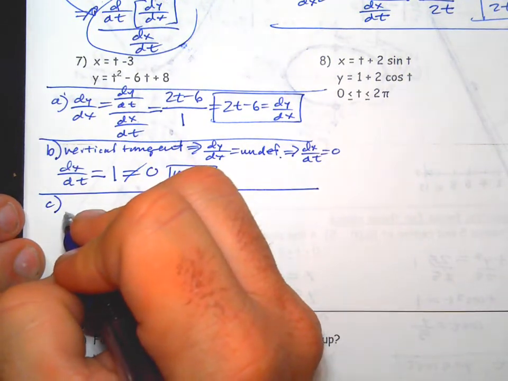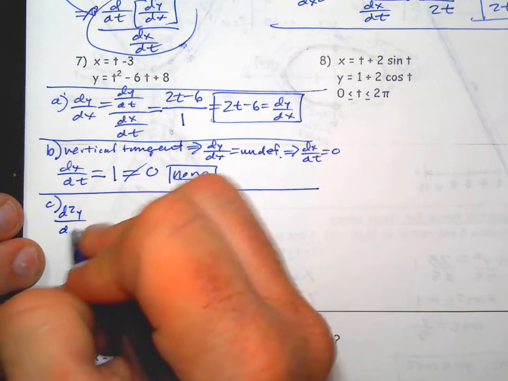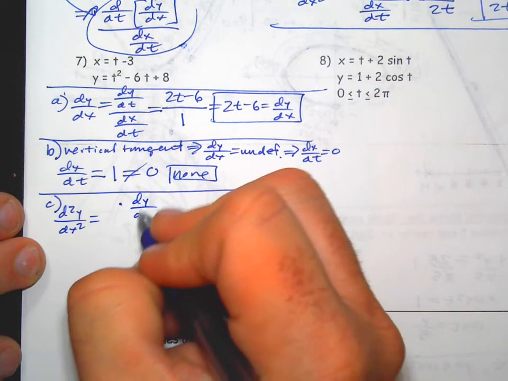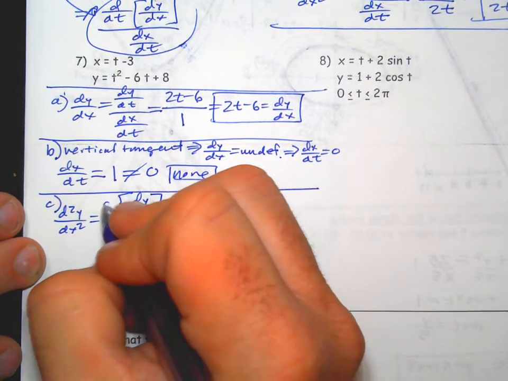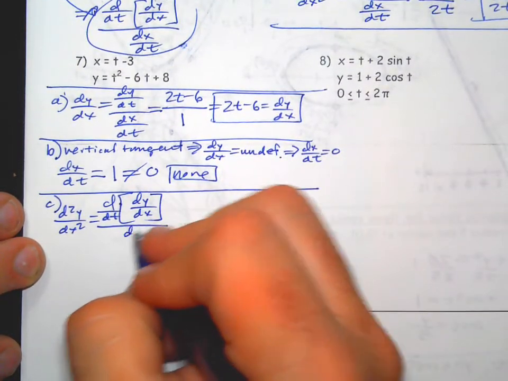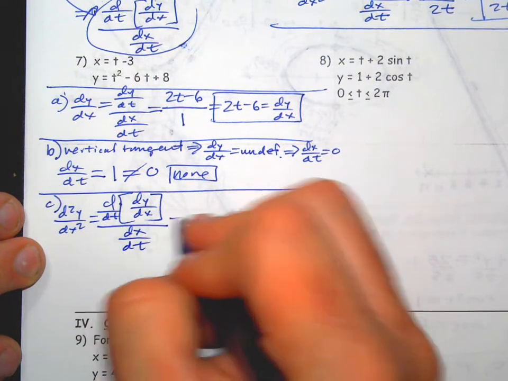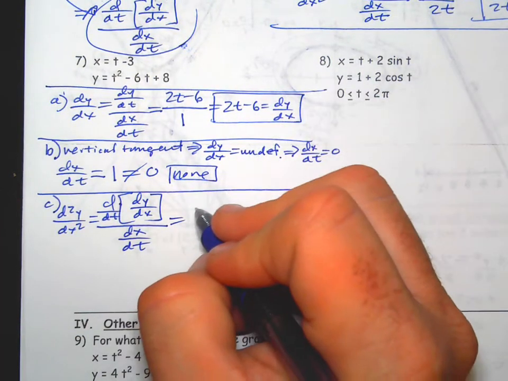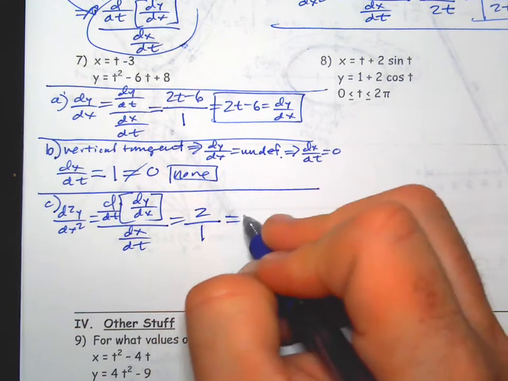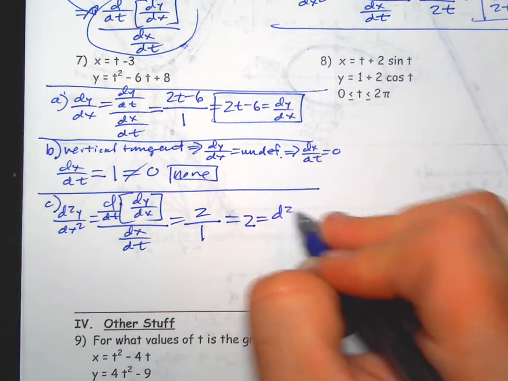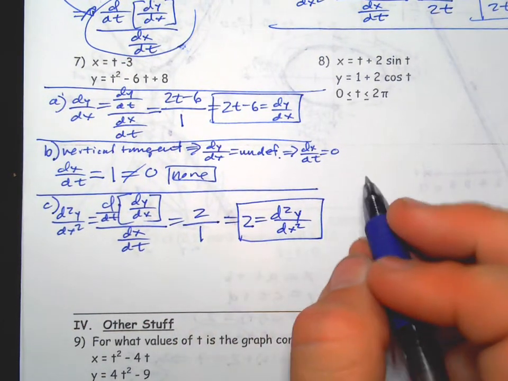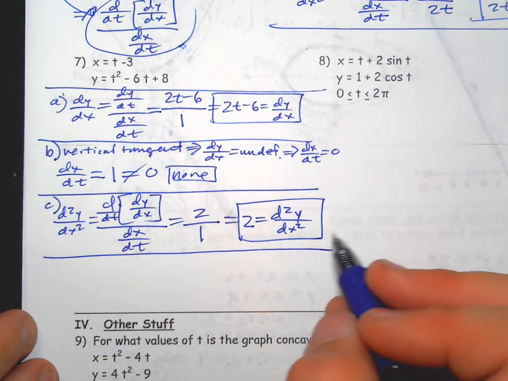C, we're going to do the second derivative. So we want to take the derivative of dy dx with respect to t first, because that's what we have it in terms of, and then divide it by dx dt. So derivative of dy dx with respect to t is 2. Dx dt was 1. So the concavity is always 2 no matter what time it is. So it's a constant concavity, probably like a circle or something like that.